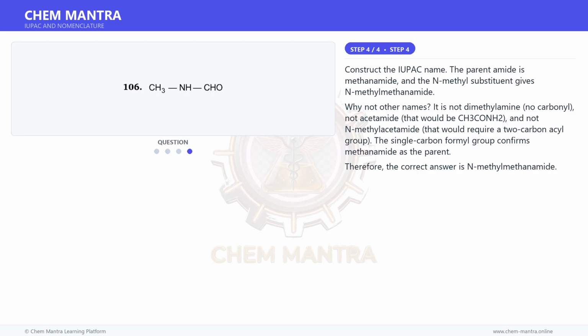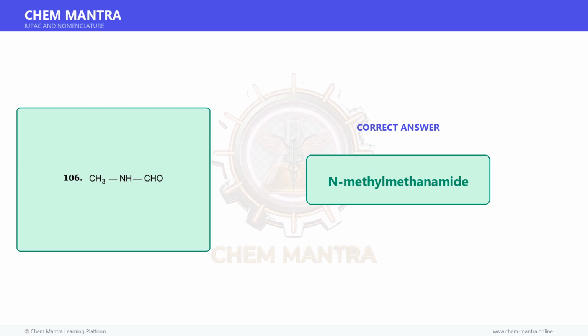Why not other names? It is not dimethylamine, no carbonyl, not acetamide, that would be CH3CONH2, and not N-methylacetamide, that would require a 2-carbon acyl group. The single carbon formyl group confirms methanamide as the parent. Therefore, the correct answer is N-methylmethanamide. The correct answer is shown on screen.